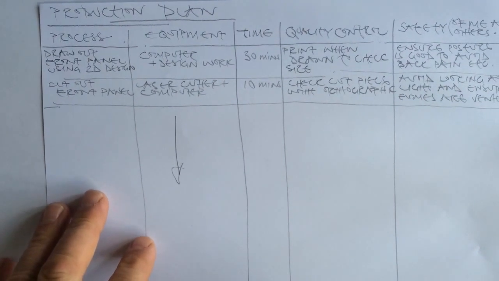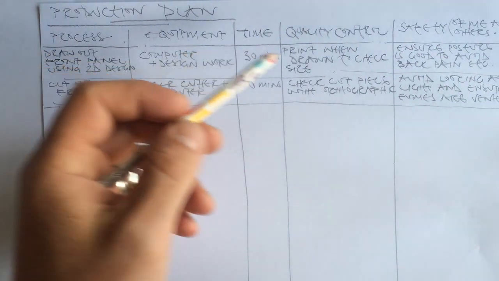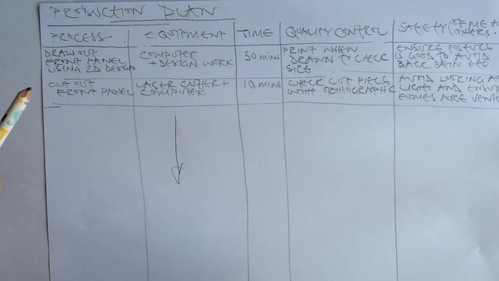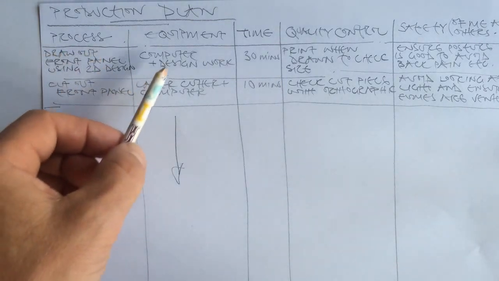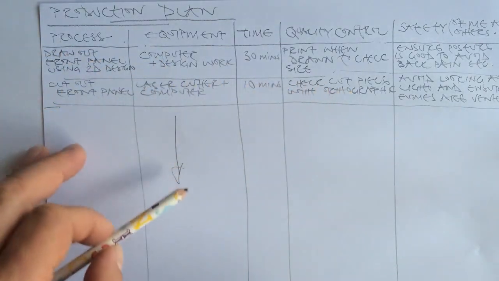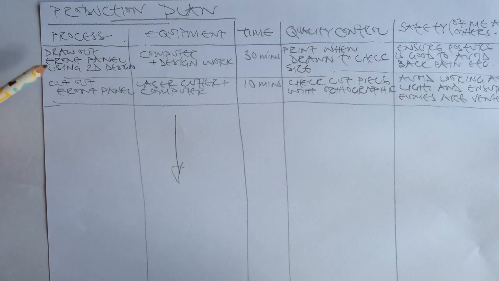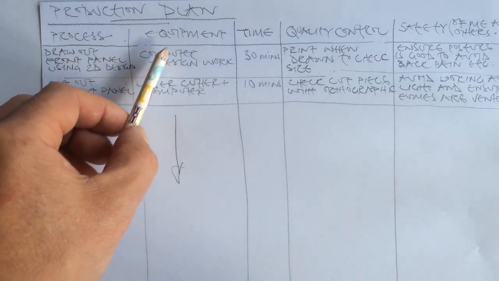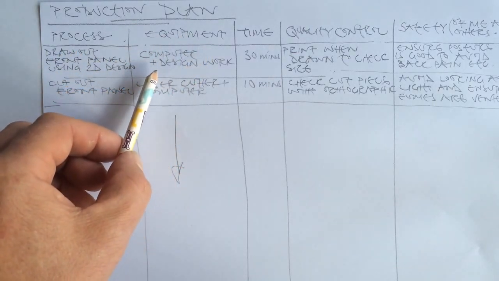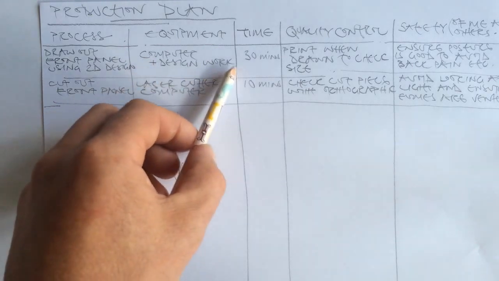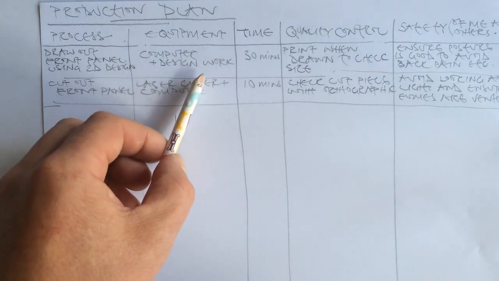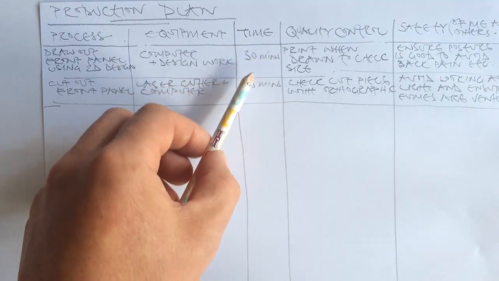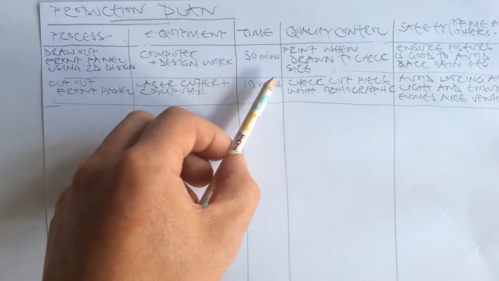If we look at then the examples of the sorts of things that I've started off with, this would be a fairly typical start to your plan for production, particularly if you're using a laser cutter at any point within the production of this. So we've got at the start of it drawing out the front panel using 2D design software. The equipment that's going to be required for this is obviously then going to be a computer and your design work, orthographics and so on to refer to. I've made an estimate of 30 minutes time to do that.